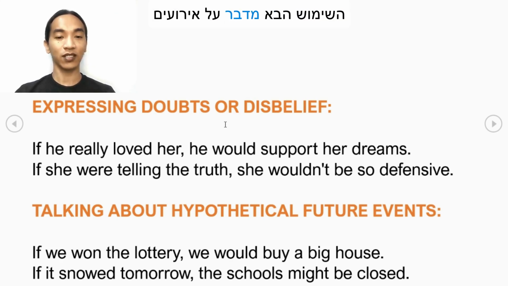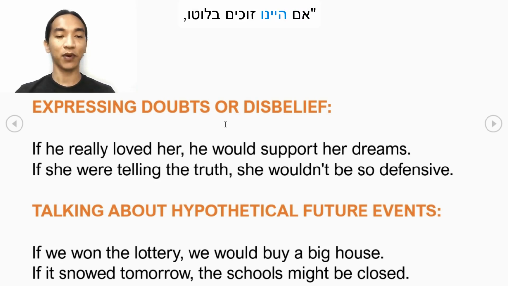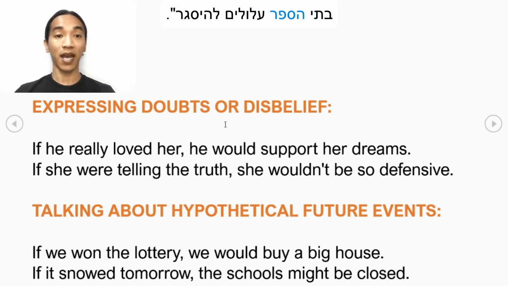Next usage is talking about hypothetical or imaginary future events. Example, if we won the lottery, we would buy a big house. So take note that this situation is an imagination of the future. If it snowed tomorrow, the schools might be closed. So this is also imagination of future events.